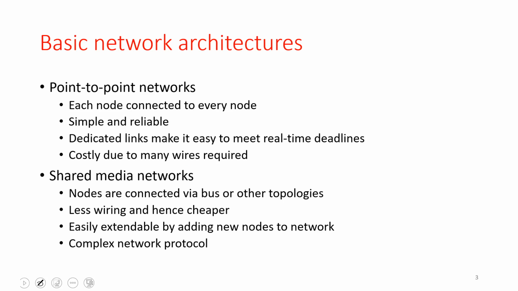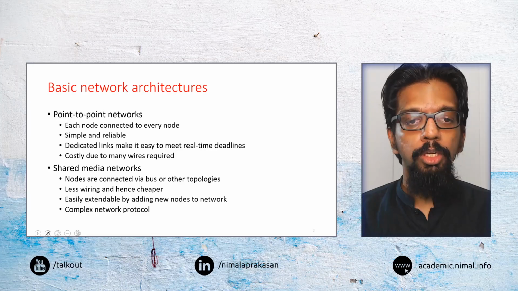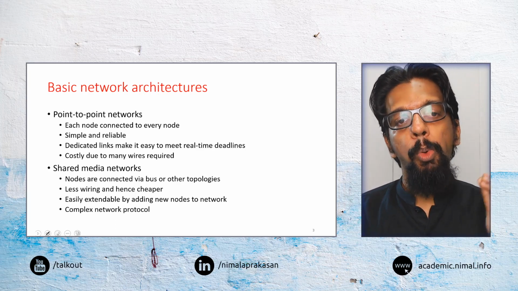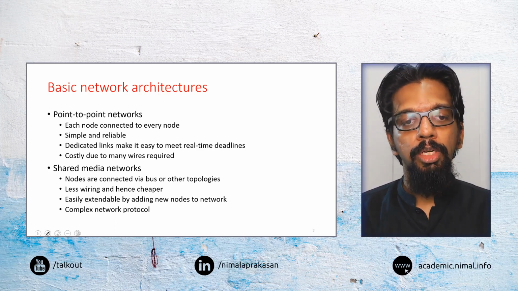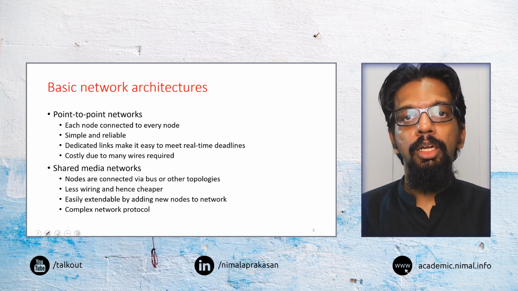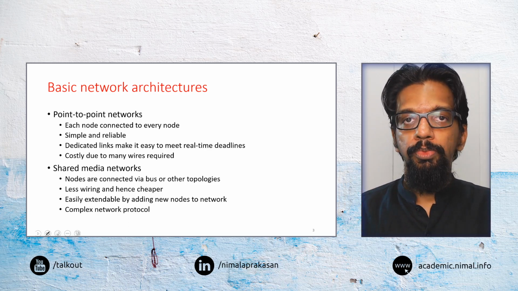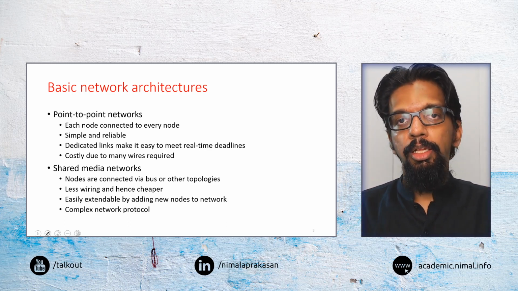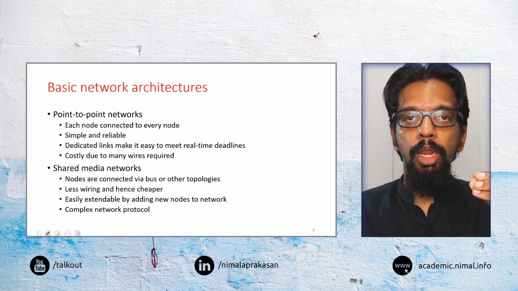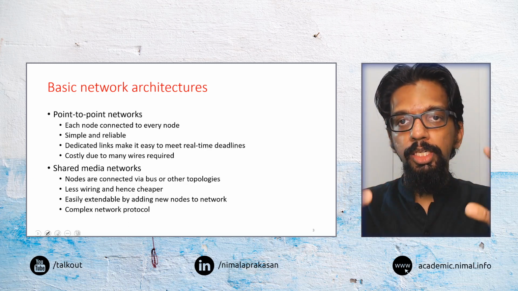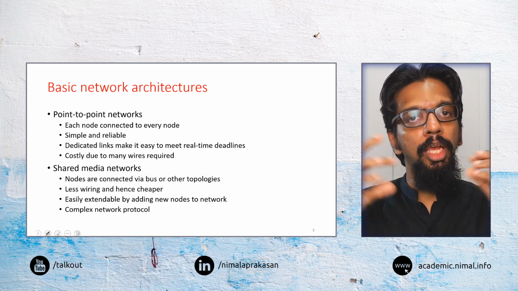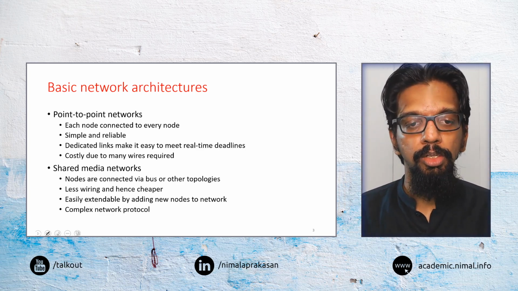From that, we can categorize these basic network architectures based on their connectivity into two main categories. One is point-to-point networks and the other is shared medium networks. Point-to-point networks are devices or nodes that are connected to one another directly. In the previous example, P1 was connected to P2 and P3. These are directly connected to one another and can communicate with those directly connected nodes.